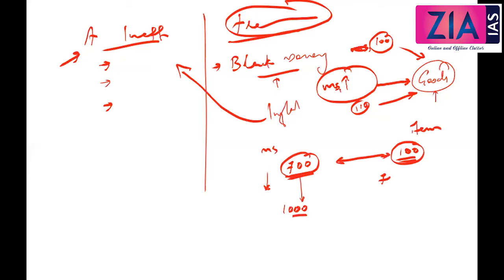Now this 700 becomes 1,000. Why this addition? It is because of corruption. What is this? It is black money. So this 1,000 is now chasing 100. So what will be the price? 10 rupees. So who will be getting affected with this? The poor person. See, 7 to 10, this is inflation. So who is getting more affected?